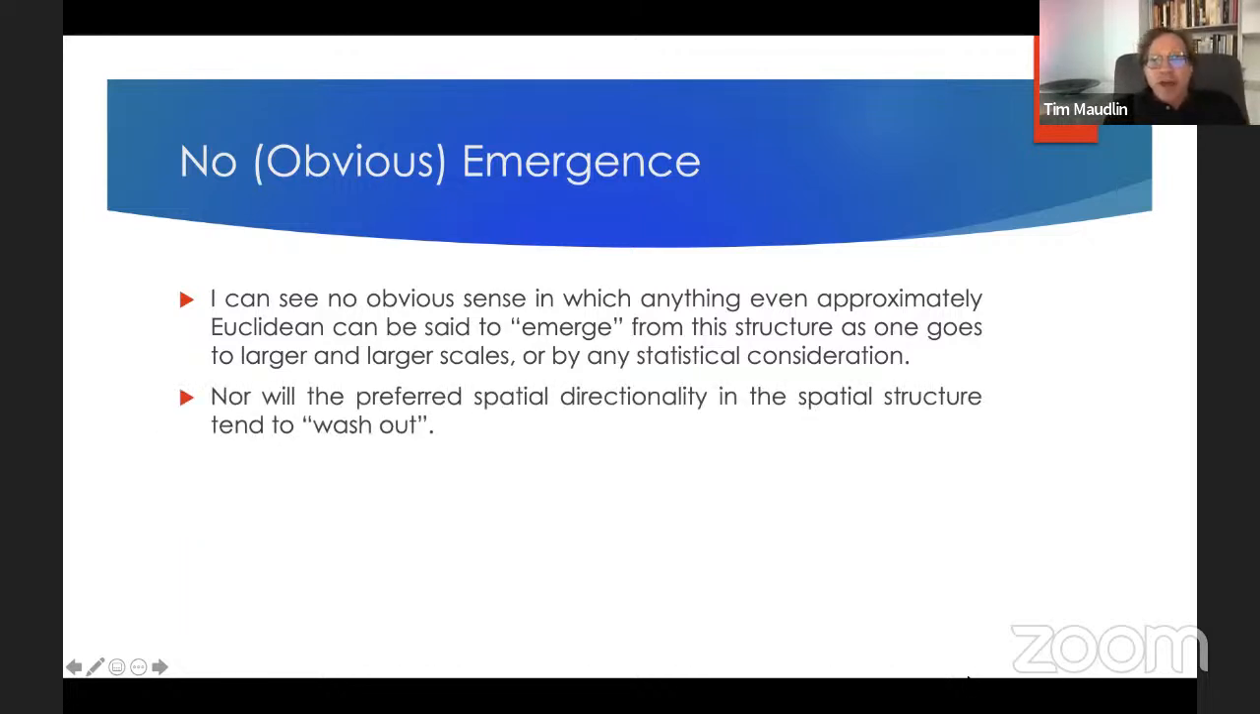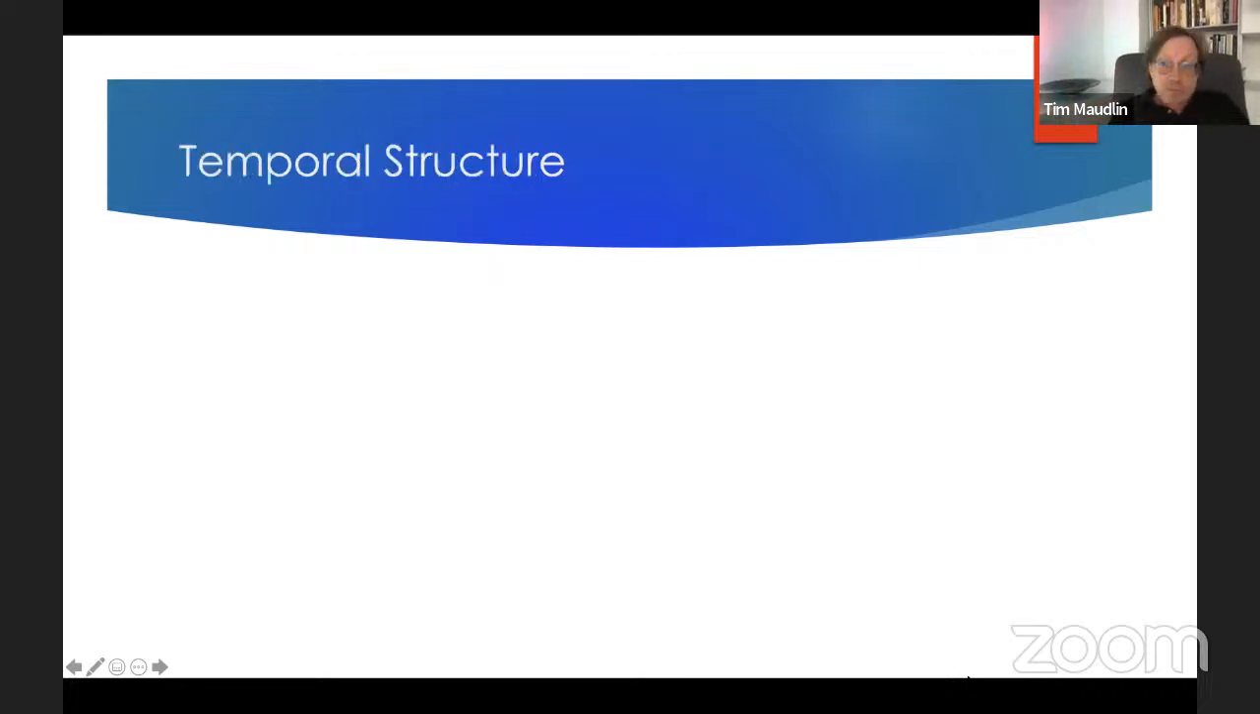The preferred directionality also at large scale, even if you were far away and couldn't see the microscopic details, still it seems like these 2 directions would be preferred geometrically, and that maintains even at very high scale. It doesn't wash out. Good. So that's the spatial structure. So that's for 2 dimensions. For 3 dimensions, we would use a cubic grid.